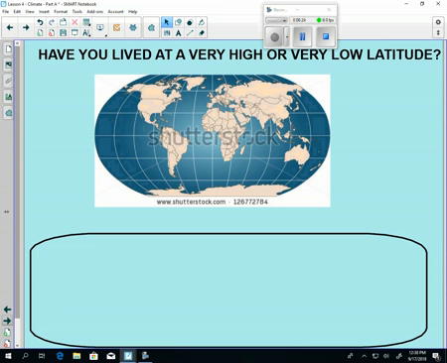So here, latitude. Are we living at high or very low latitude? Well, right at the center where there's 0 degrees, that's the equator. 0 degrees latitude. We're not living there. We're living right here in New Brunswick. Okay? We're between 30 and 60, almost halfway, so around 40, 45 degrees latitude.